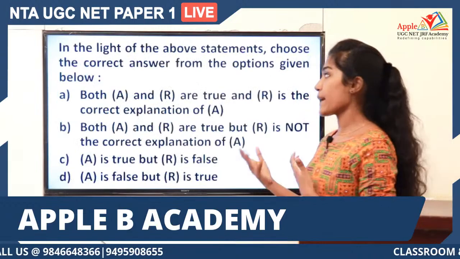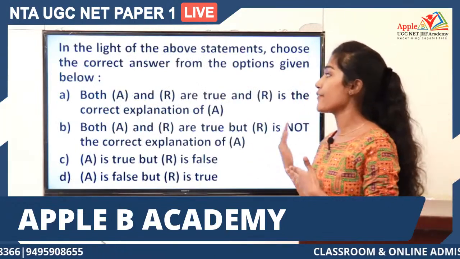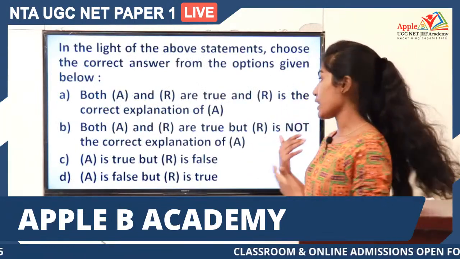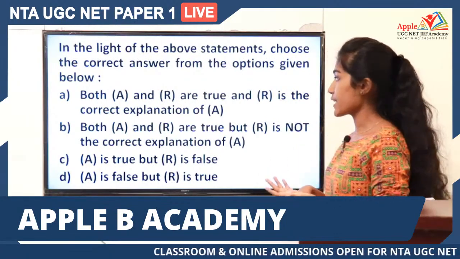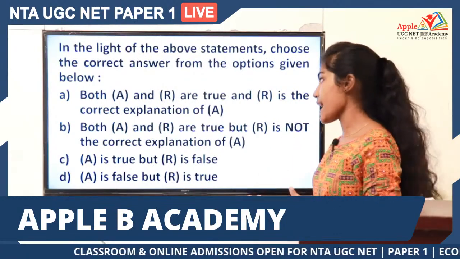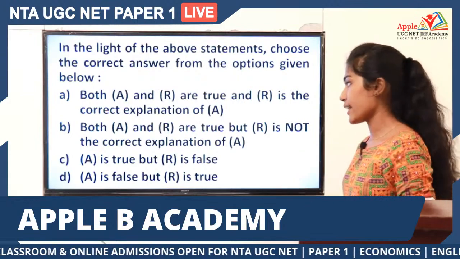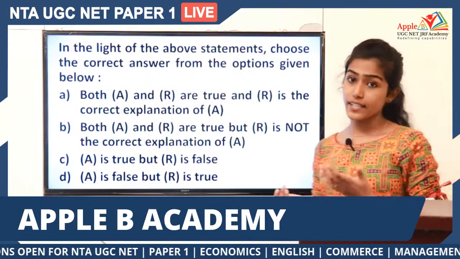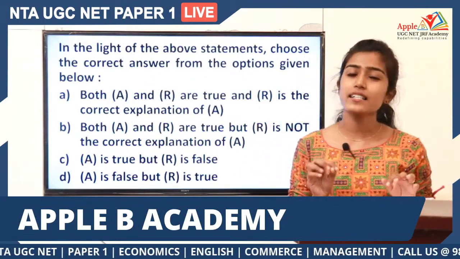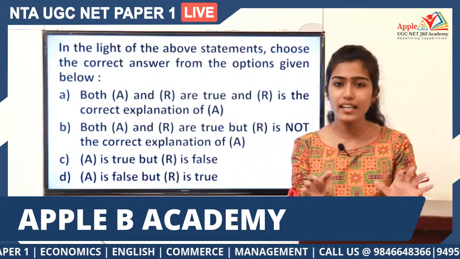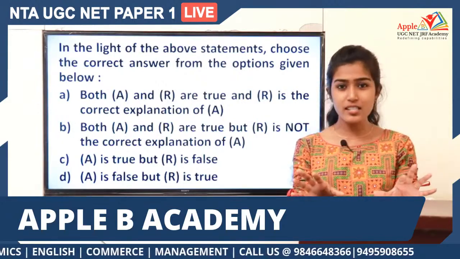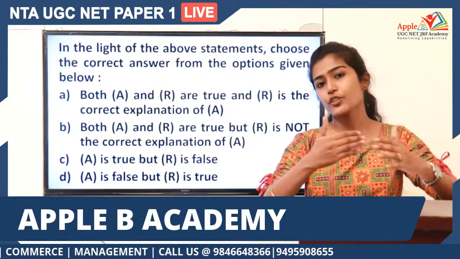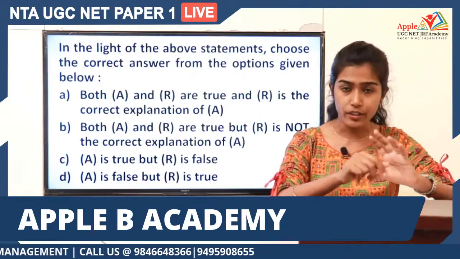So how can you expect the options for this question? You will have different options like: both A and R are true, and R is the correct explanation of A. Then both A and R are true, but R is not the correct explanation of A. A is true, but R is false. A is false, but R is true. These types of questions, as I have mentioned earlier, are a bit riskier than finding the right option from the four, right?